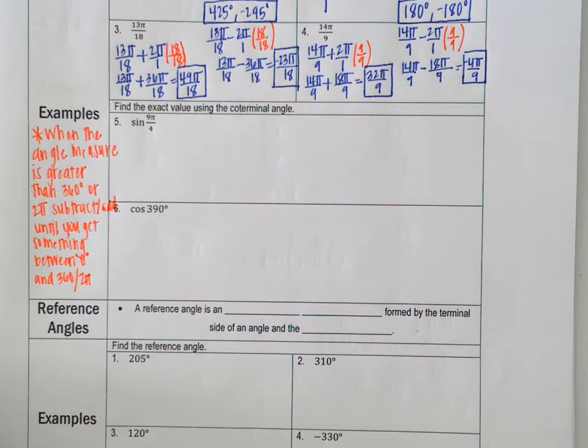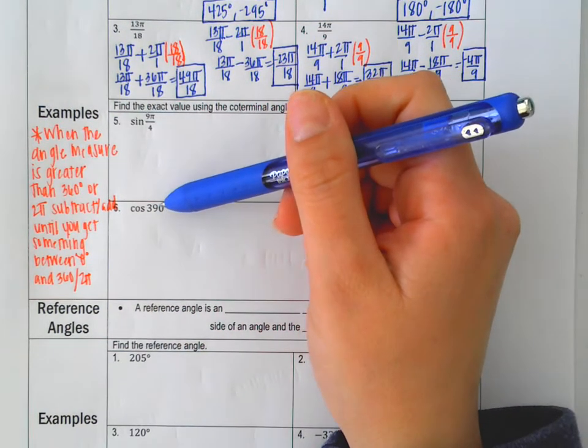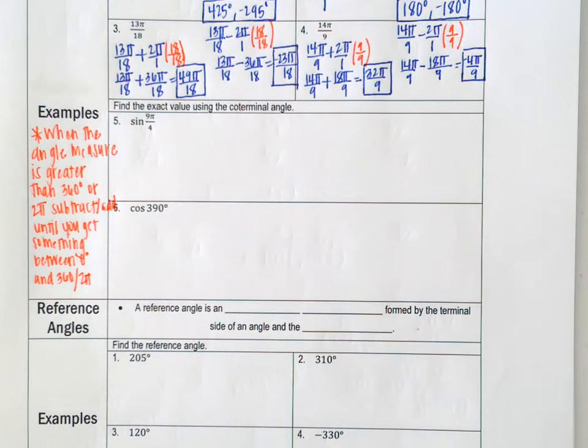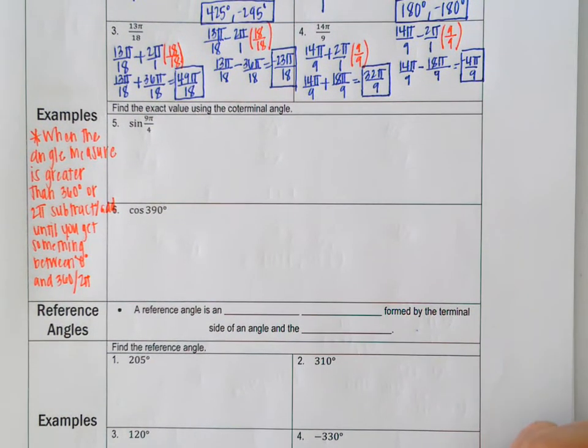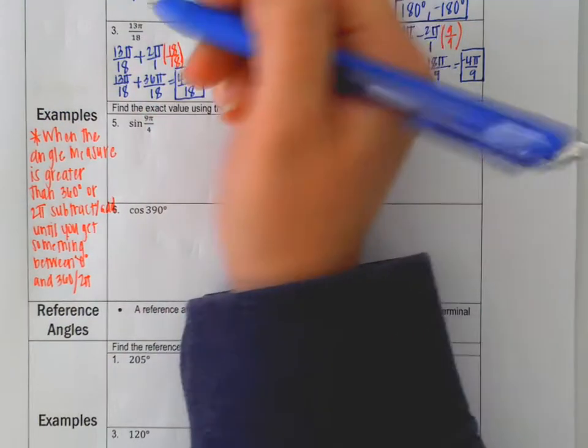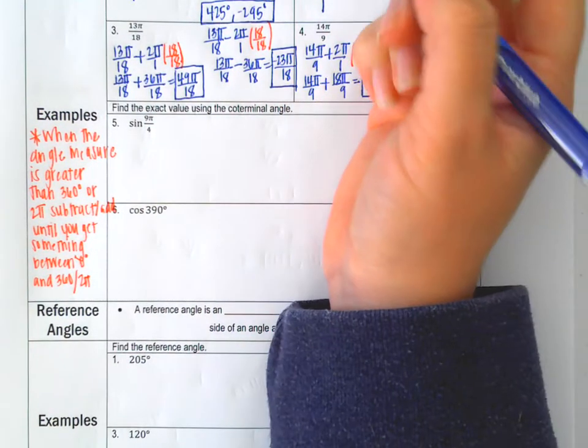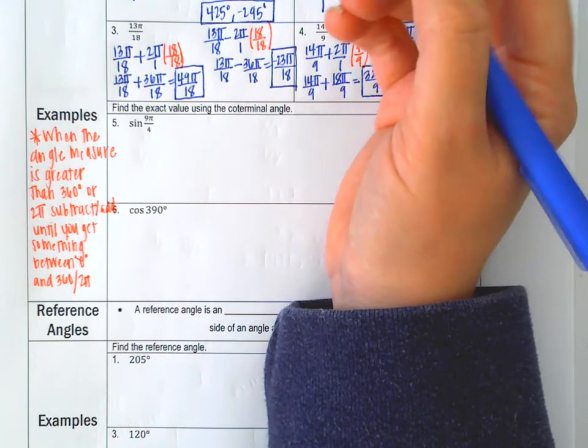So when the angle measure is bigger than 360, let's look at this one. It's bigger than 360. Well, we don't know what the cosine of 390 is. So what we want to do is first find its coterminal angle. We want to find what it is between 0 and 360. So first we apply what we did in 1 through 4. We're going to find the coterminal angle. I'm going to start with number 5, and first find out what the coterminal angle is.